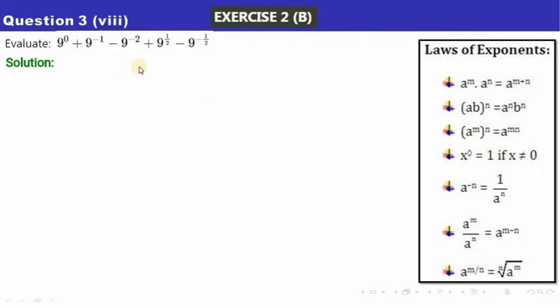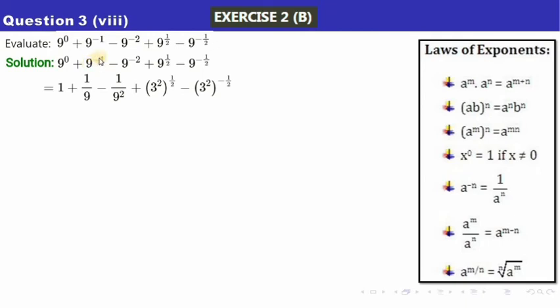Okay, so let's take one more. So 9 to the power 0 is always 1. And by this one, 9 to the power minus 1 can be written as 1 by 9 as per this fifth one, and similarly 9 to the power minus 2 can be written as 1 by 9 square. So 9 can be written as 3 square, isn't it? And we have the power to be half. Similarly, this 9 is written as 3 square, and outside the power is minus half.